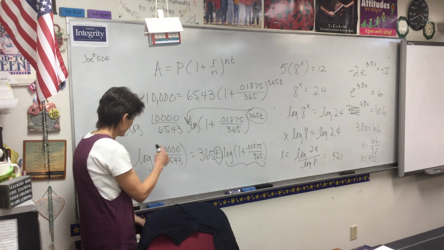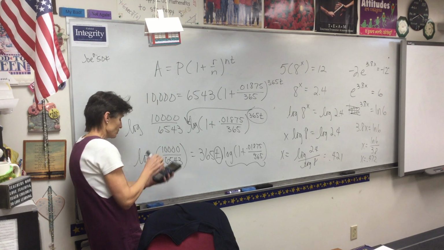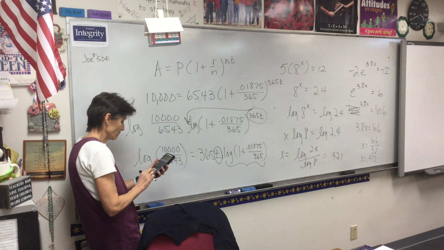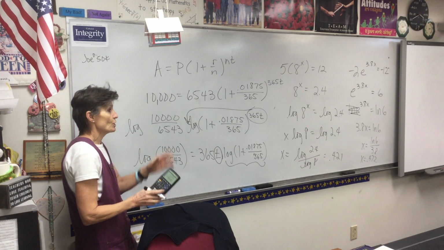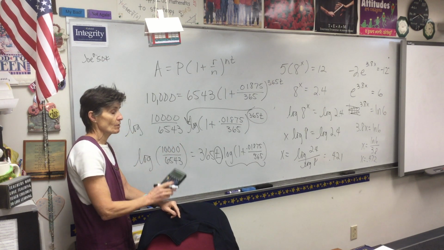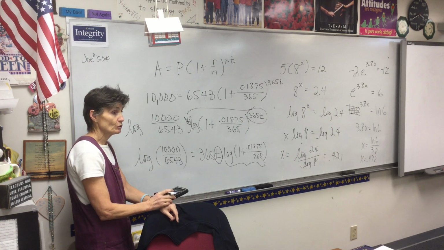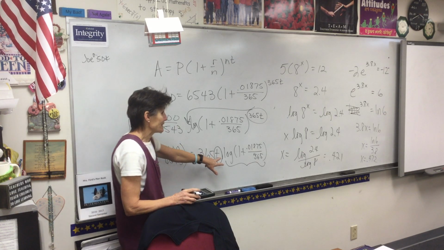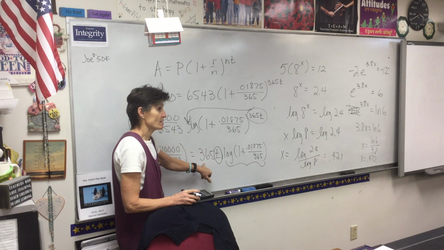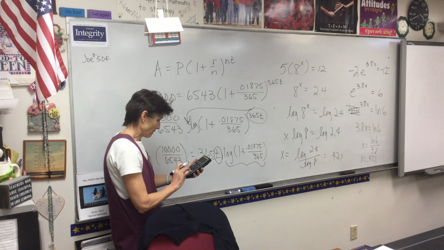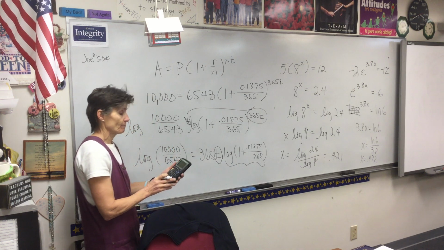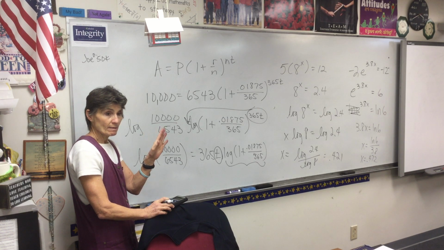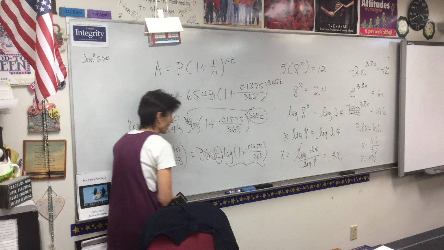If you have your calculator, I want you to type this in. Type log 10,000 divided by 6543, and go ahead and hit equals. Don't write it down, but just hit equals on the calculator. Did you get 0.1842? Now, remember, that's this. We're trying to get t, so we need to divide by the 365. Would you agree? So hit divided by 365 equals. Don't worry about what it says. Okay? Now, that's gone. We divided by that.